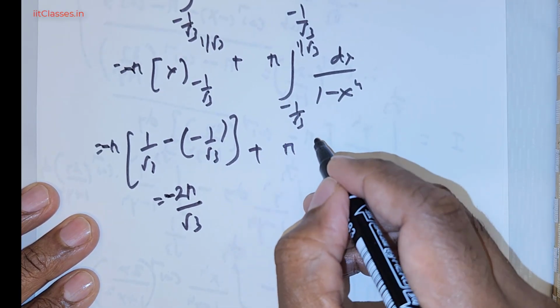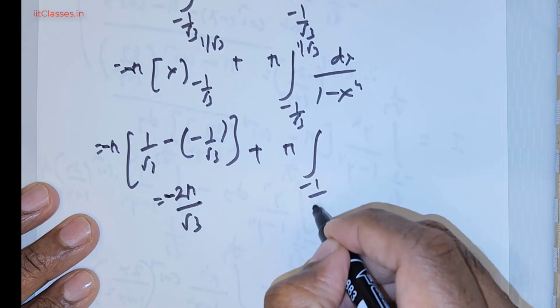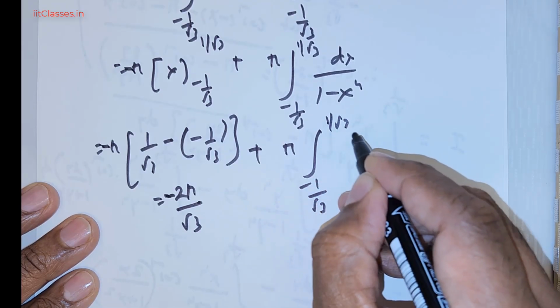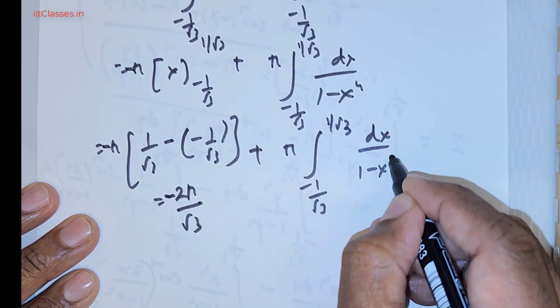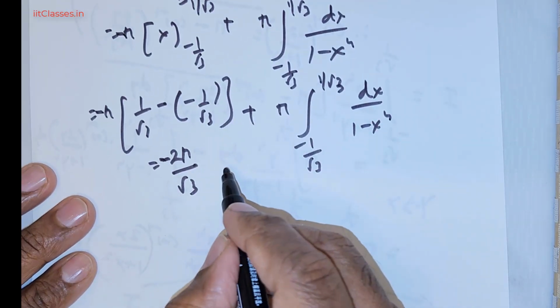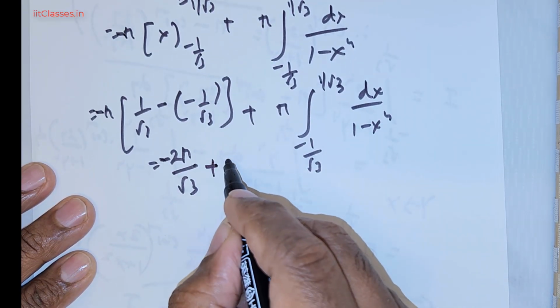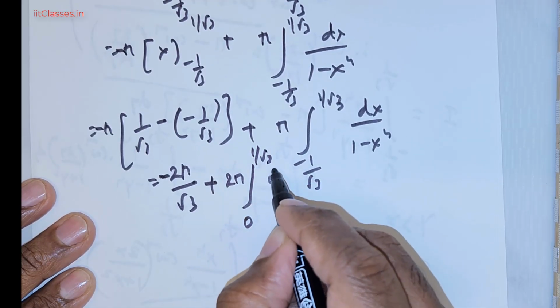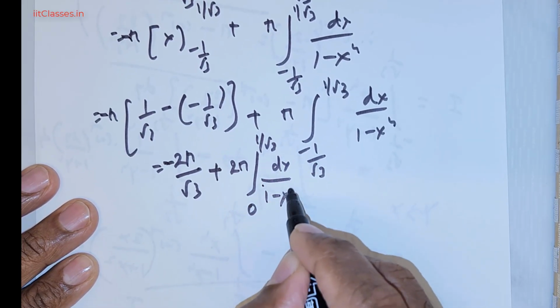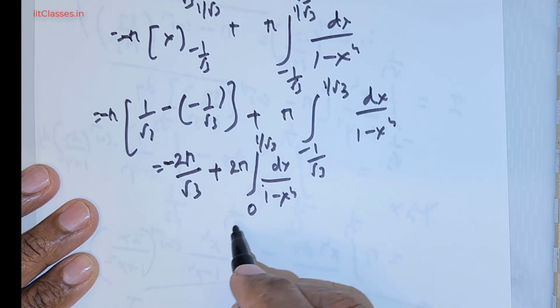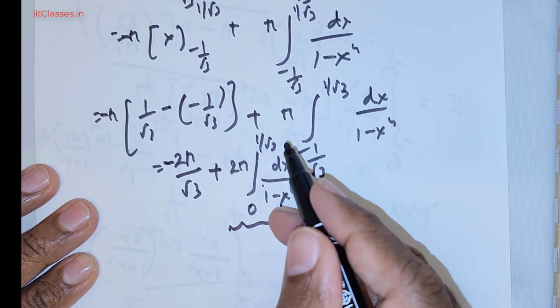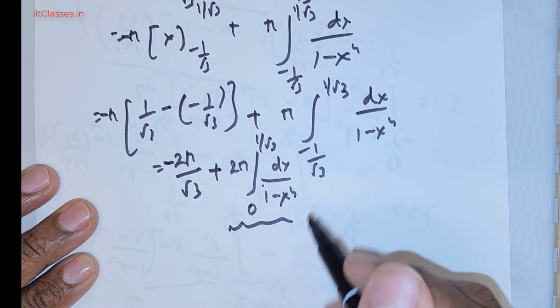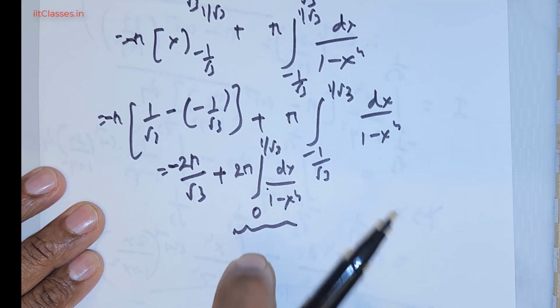So followed by pi integral from negative 1 over root 3 to positive 1 over root 3 of dx divided by 1 minus x raised to the power 4. Now this is an even function, so I can rewrite this as 2 times pi integral from 0 to 1 over root 3 of dx divided by 1 minus x raised to the power 4. So now we will have to focus on integrating this quantity. Let us see how to integrate this.